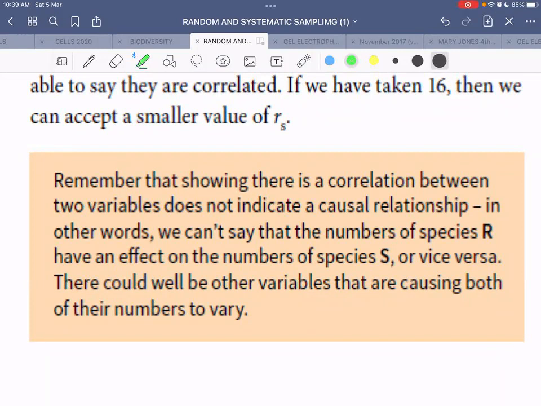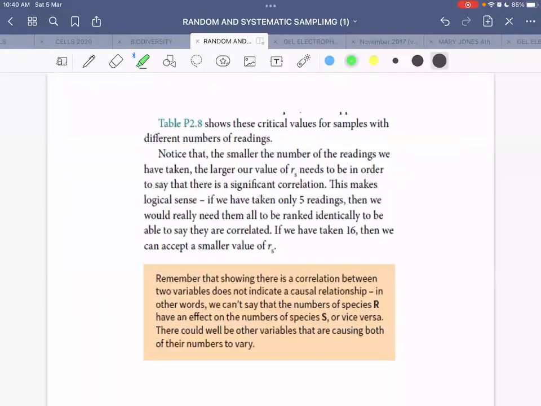अब ये नहीं लिखोगे कभी भी एग्जाम में, आप सिर्फ ये लिखोगे that there is a positive linear correlation between the numbers of species S and the number of species R. It doesn't mean that the number of species S has a cause and effect relationship on the numbers of species R, or vice versa. There could well be other variables that are causing both of the numbers to vary, है ना. कोई third factor होगा जिसकी वजह से ये दोनों numbers vary हो गए. समझ आई?